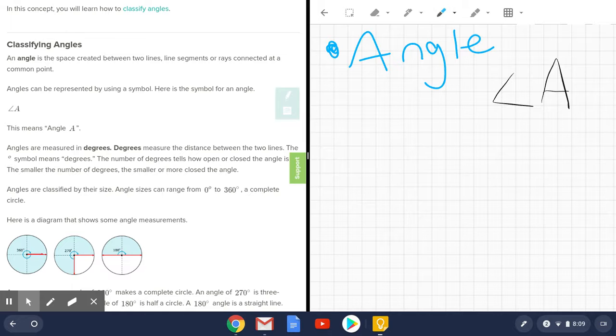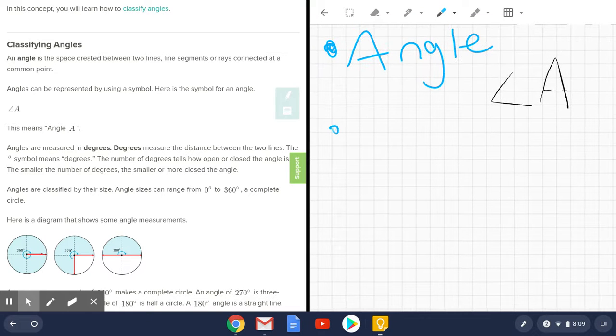So go ahead, make sure that you have this definition down. An angle is the space created between two lines, line segments, or rays connected at a common point. And then let's move on to our second definition. Angles are measured in degrees. That's our second term, degrees.